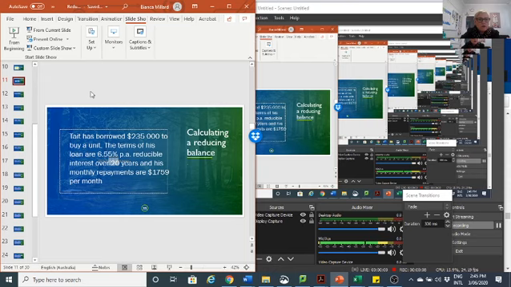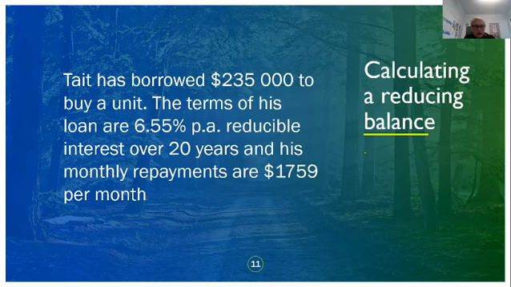Okay, so Tate has borrowed $235,000 to buy a unit. The terms of his loan are 6.55% per annum reducible interest over 20 years, and its monthly repayments are $1,759 per month. Right, so let's see what we do.